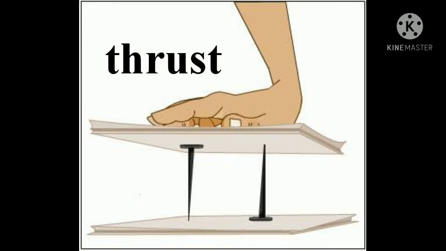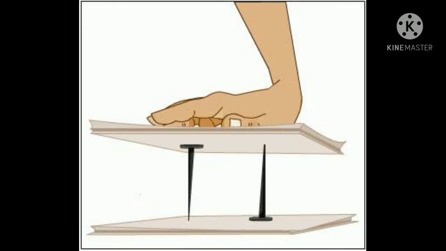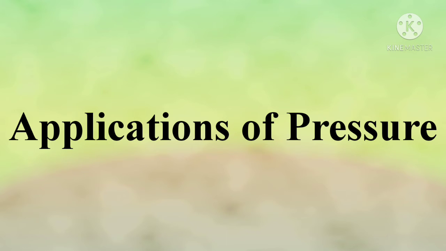Okay. Let's talk about thrust. What is thrust? It is the force acting vertically downward. Say you are pushing two nails, one the other way around, you push there. So here what will happen? Pressure is equal to thrust divided by the area. Okay. Now we'll talk about some applications of pressure.